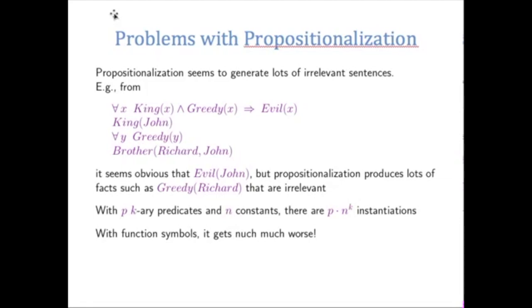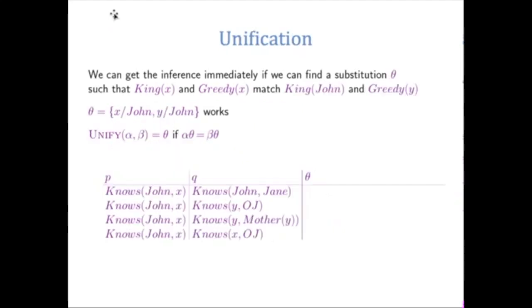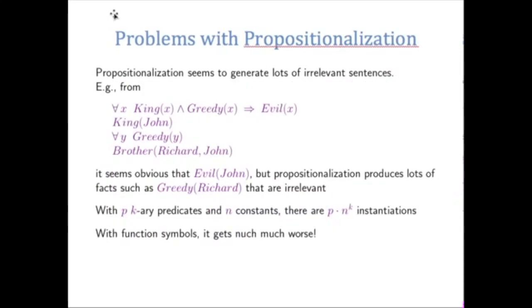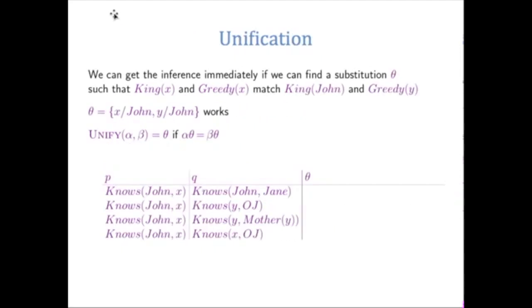And if we have some number p of k-ary predicates, in other words, each predicate has k arguments, and n constants, then we're going to have p times n to the k instantiations. And then if we have function symbols like father of, and so forth, it gets much, much worse.